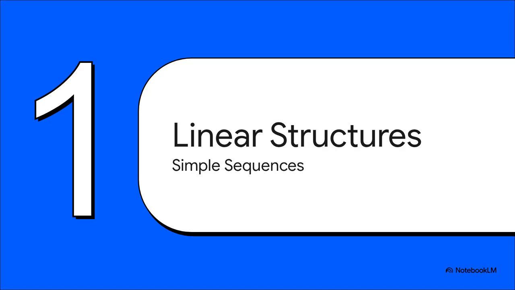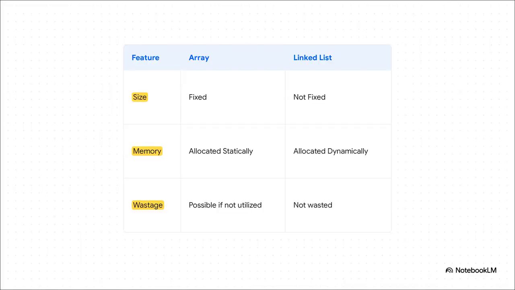Okay, so let's start with the basics, the most straightforward kind of organization out there: linear structures. And just like the name suggests, these are all about putting data in a sequence, one thing after another in a single straight line. These are truly the fundamental building blocks for pretty much all of programming. Right off the bat, we hit a fundamental trade-off in programming.